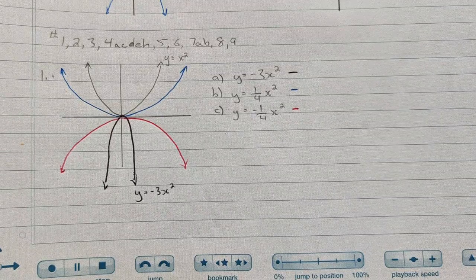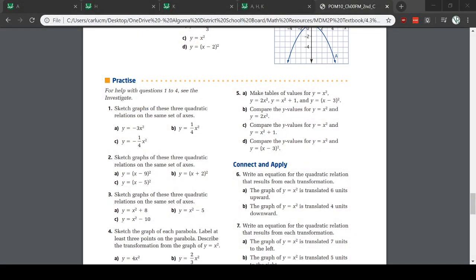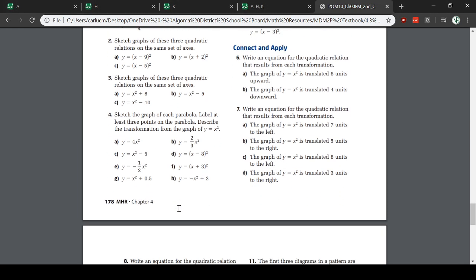Number 4 asks us to sketch and label at least 3 points on the parabola and the transformation from the base graph. So number 4.